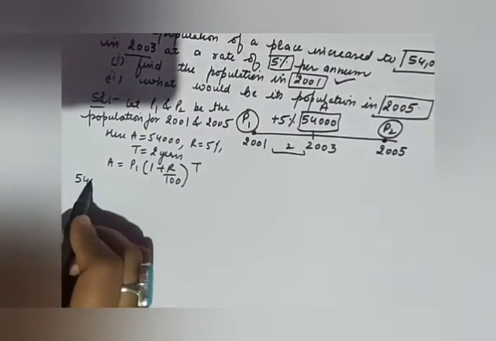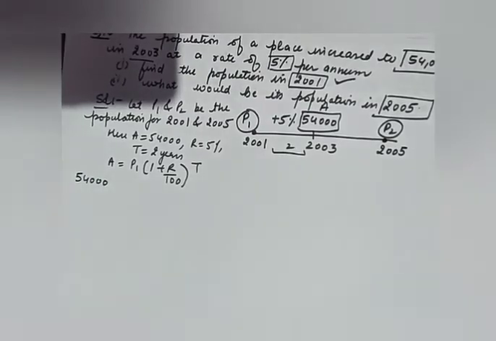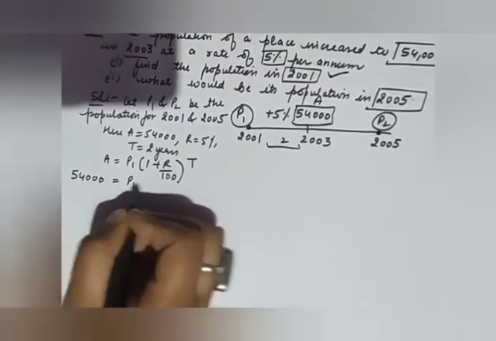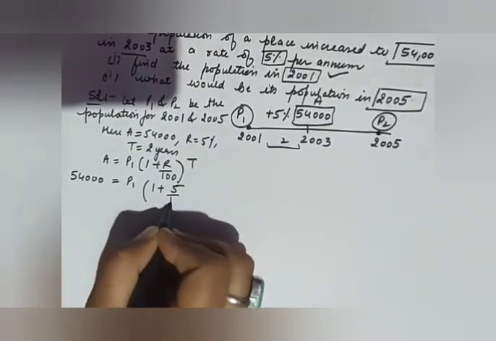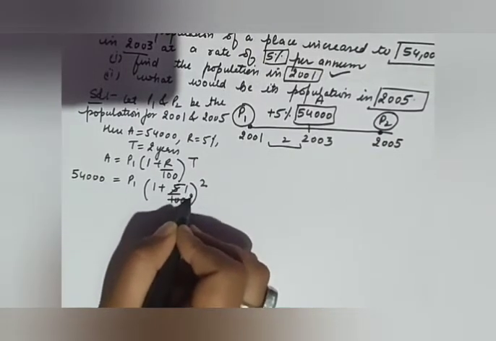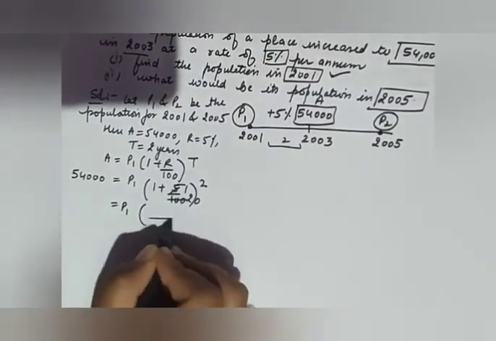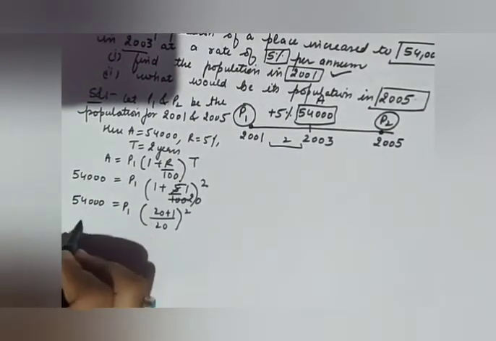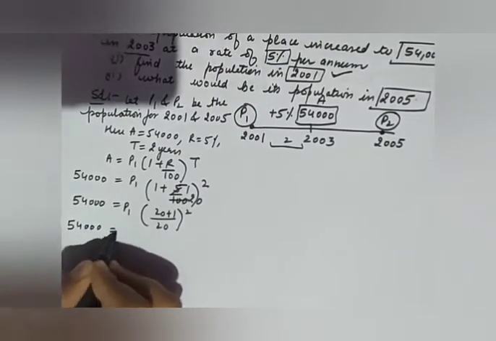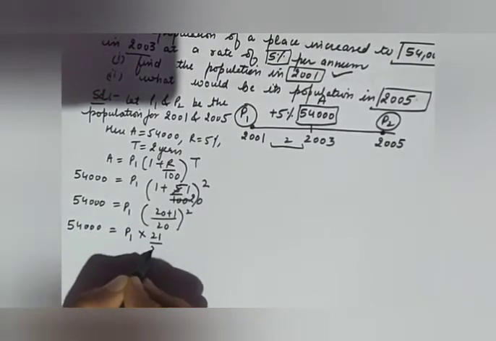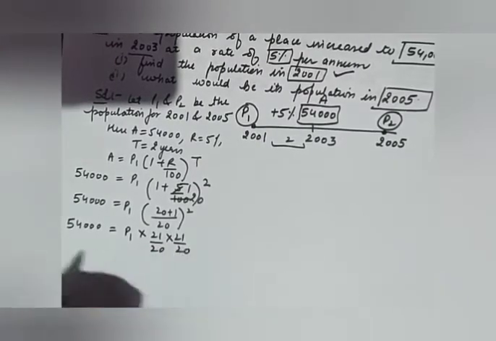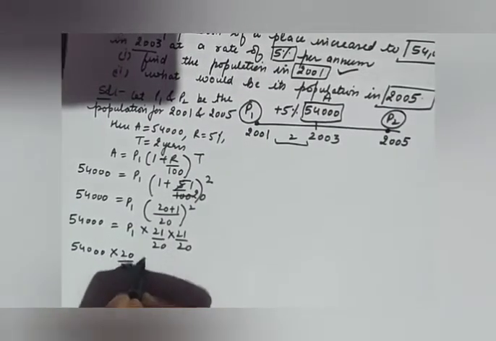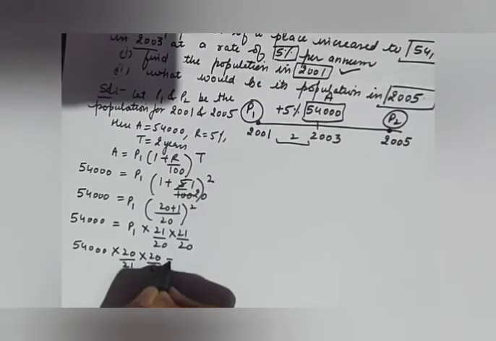So A is my 54,000 here, because I have told you the situation that why I am taking my 54,000 as amount here. So 54,000 equals P1 times (1 plus 5 upon 100) raised to power 2 here. So it is 1, it is 20 here. So that will be (20 plus 1) whole square upon 20 squared. So 54,000 is equal to P1 into 21 upon 20 into 21 upon 20 here. So 54,000 into 20 upon 21 into 20 upon 21 is equal to P1 here.